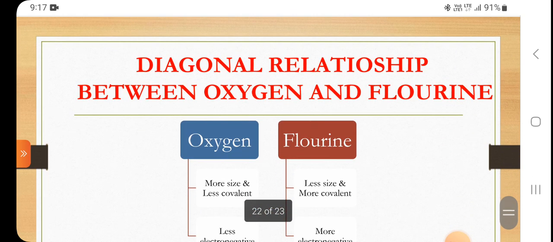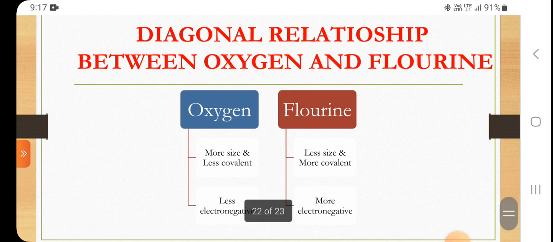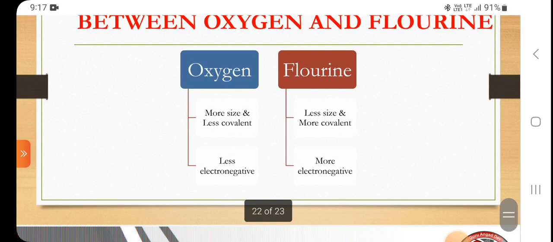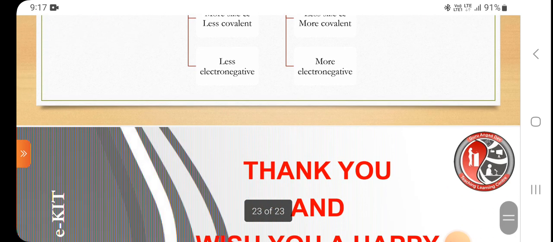The relationship between oxygen and fluorine. The size of oxygen is more and it is less covalent, while the size of fluorine is less and it is more covalent in nature. The electronegativity of oxygen is less and that of fluorine is more.